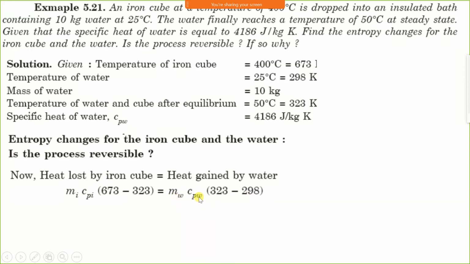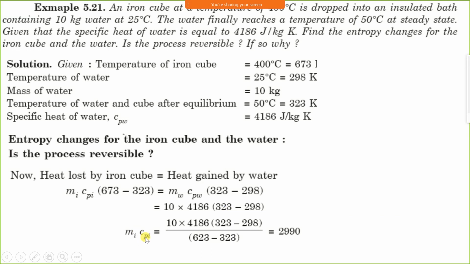Mass of water and specific heat of water are mentioned in the problem, but we don't know the value of m_i cp_i, the mass of iron and specific heat of iron. Therefore, only this term is unknown. We can calculate it because everything else is known to us. Therefore, m_i cp_i is equal to 10, the mass of water, then the specific heat of water 4186, then change in temperature 323 minus 298.